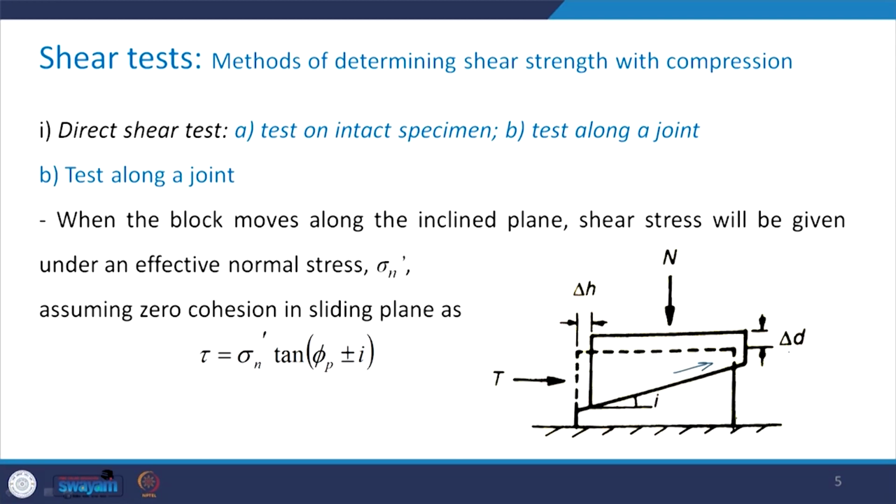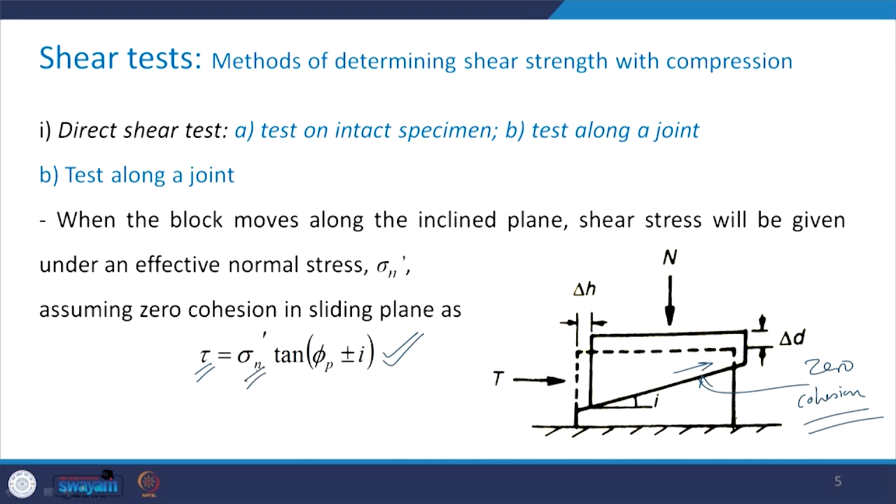So, the shear stress will be given by this expression, where it is assumed that there is zero cohesion in this sliding plane. That means here it is zero cohesion. So, you will have only the frictional component, where the shear stress is related to, or a function of, the normal stress sigma.